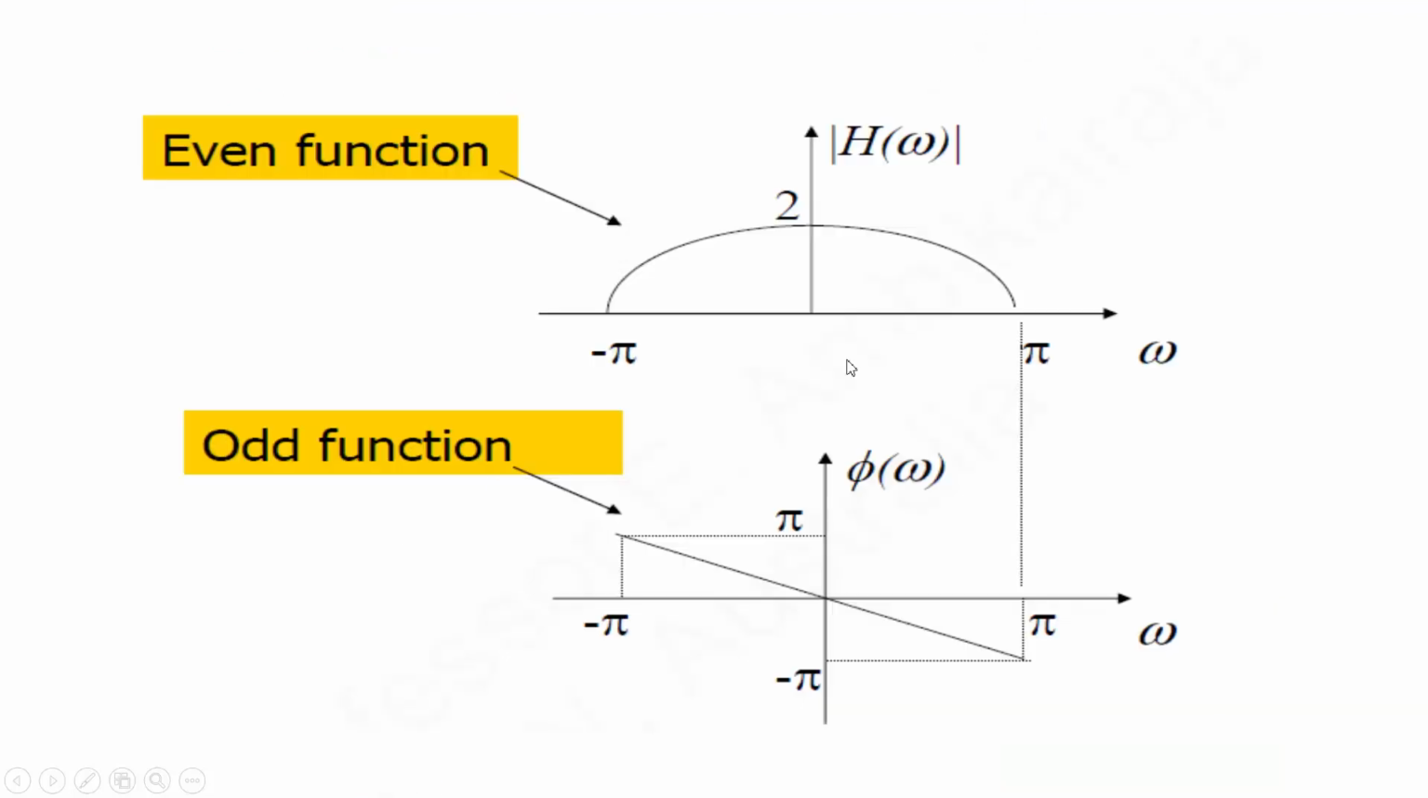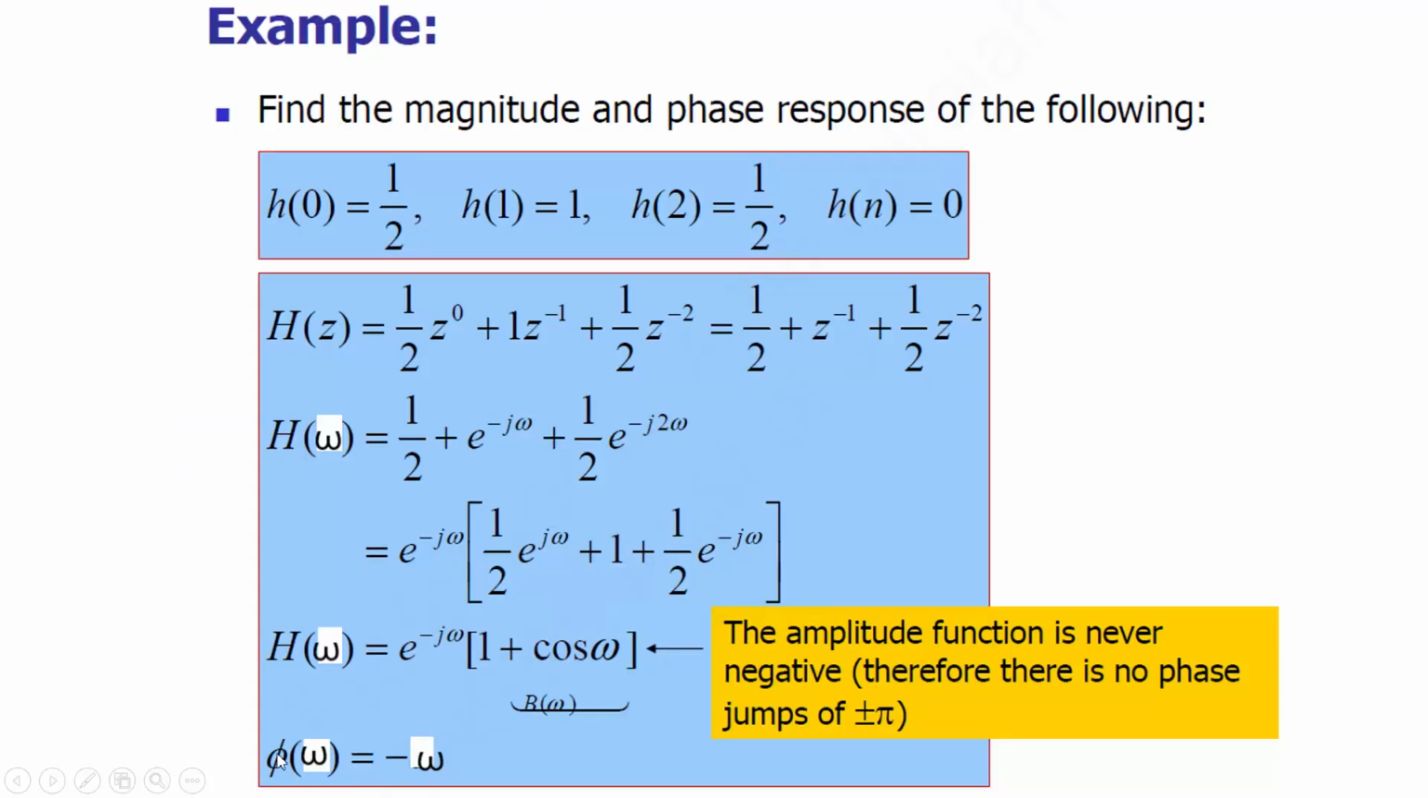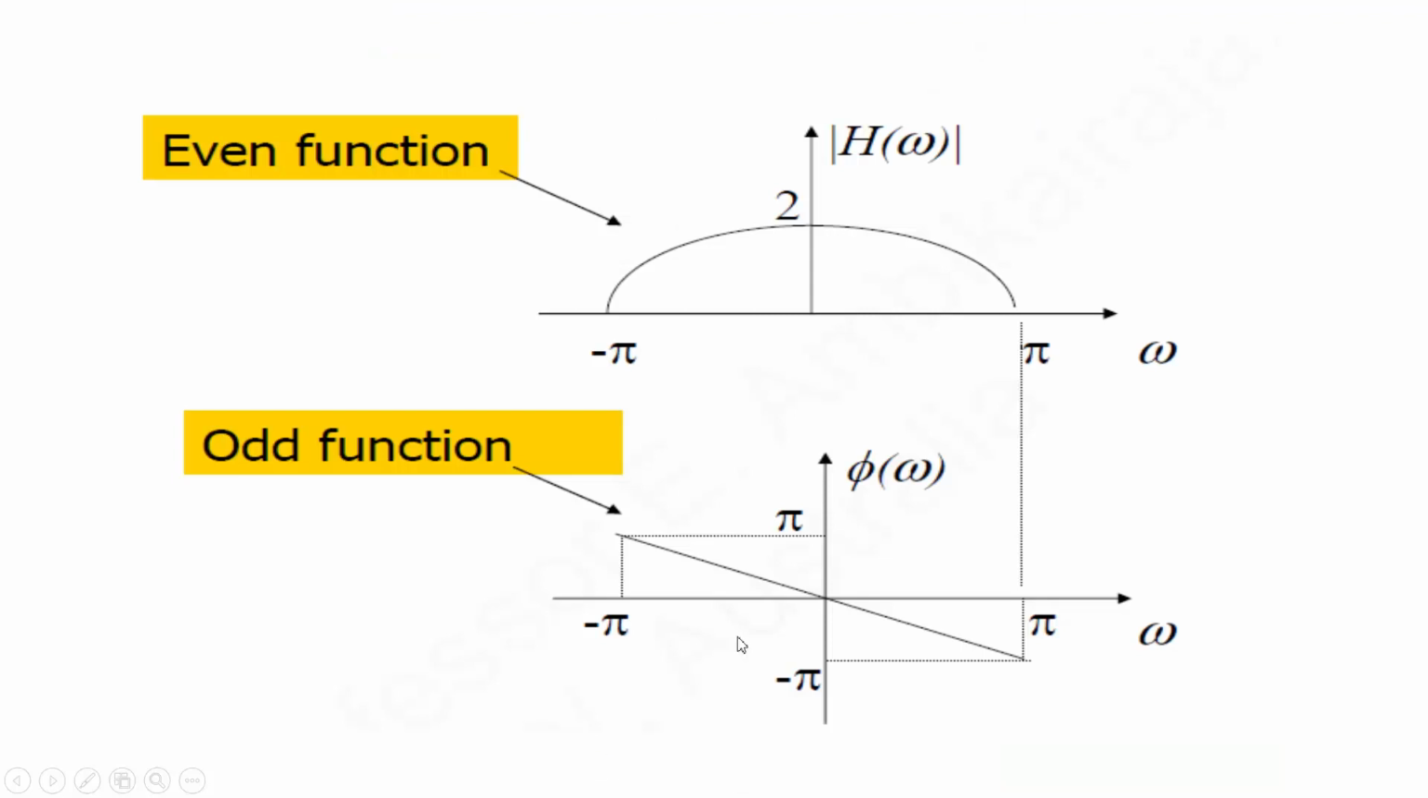So this is the plot of the magnitude response from 1 plus cos omega. This is the magnitude value. Only the positive values above the omega axis will be there because we are taking the modulus. Magnitude responses are plotted like this only. This is the phase response. The phase is minus omega, the slope is negative, therefore we get a straight line like this.